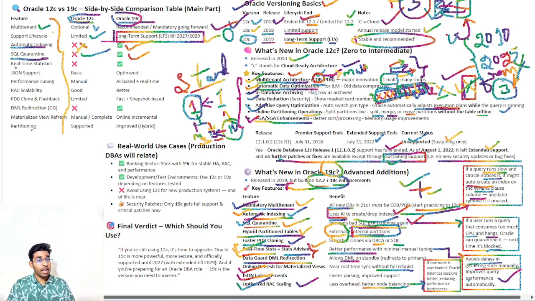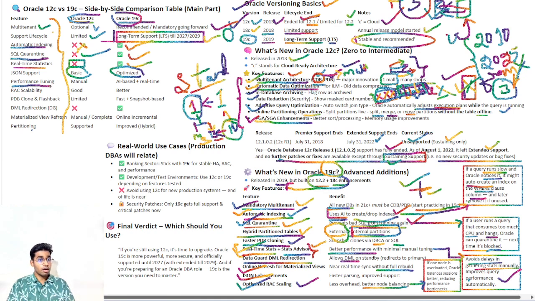Real-time statistics. Here gathering statistics will take more time, but in 19c it will be completed much faster. This feature we don't have in 12c. JSON support is basic here, but JSON support is very advanced and optimized in 19c.